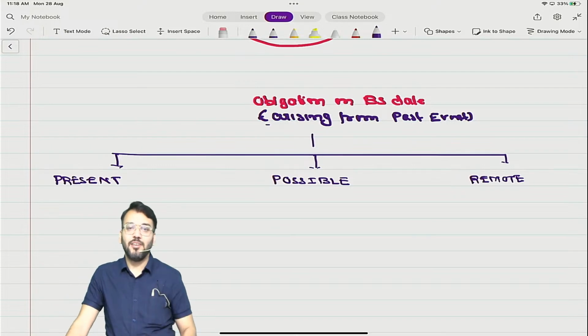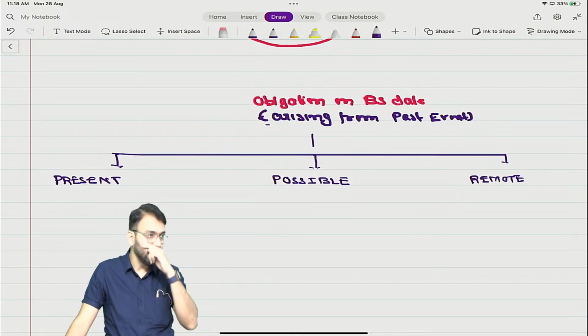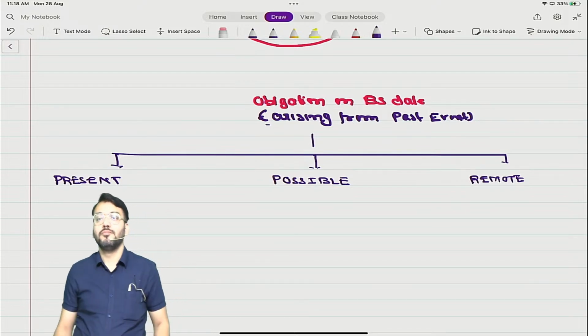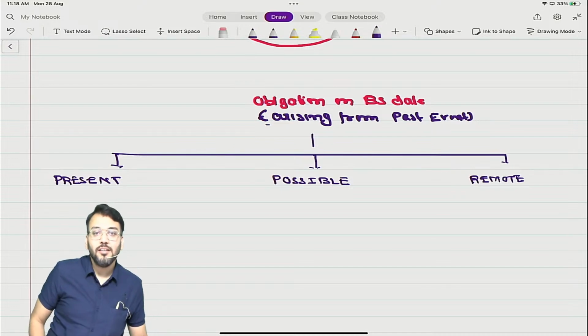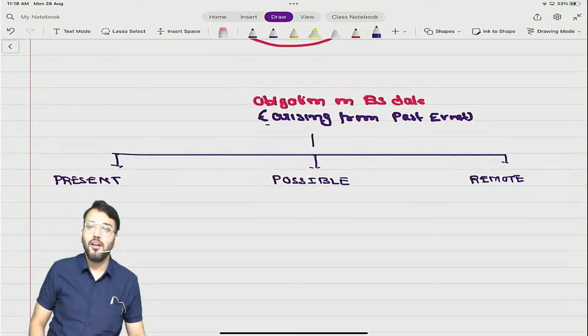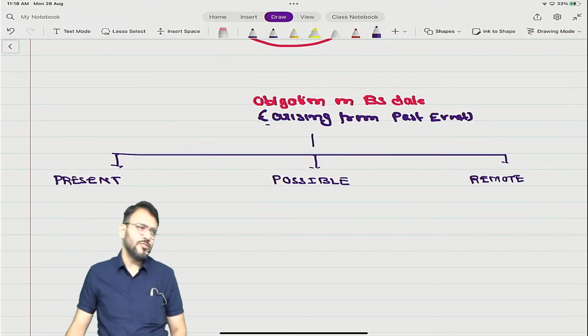Remote, write down. I will explain what the meaning of remote obligation is. So there are three types of obligation. One is what? Present. One is what? Possible. One is what? Remote. Remote means what?